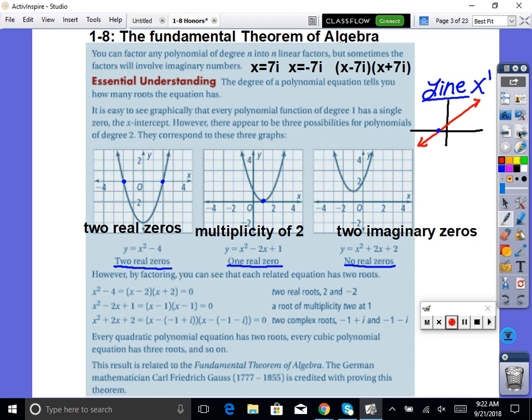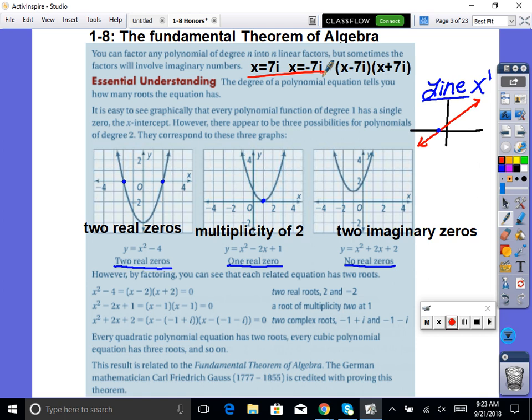Okay, so let's read this. It says, you can factor any polynomial of degree n into n linear factors. But sometimes factors will involve imaginary numbers. Now technically, for us to get these, we'd be doing the quadratic formula. But then we could work backwards to get our linear factors. It says the degree of a polynomial equation tells you how many solutions the equation will have. It is easy to see graphically that every polynomial function of degree 1, so look over there at the line, will have a single 0, the x-intercept.